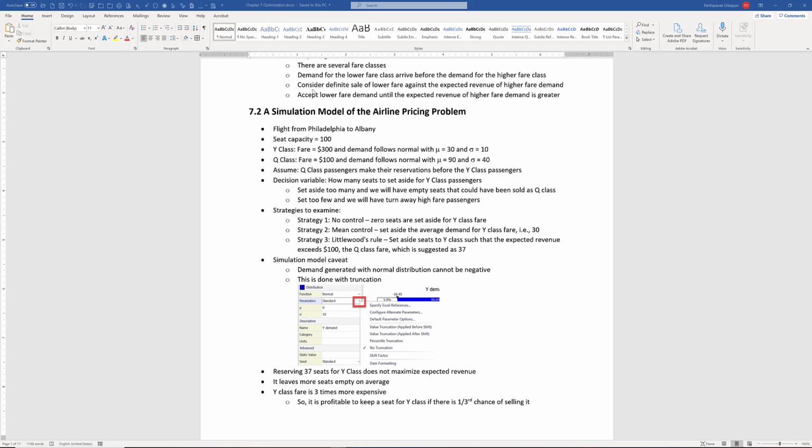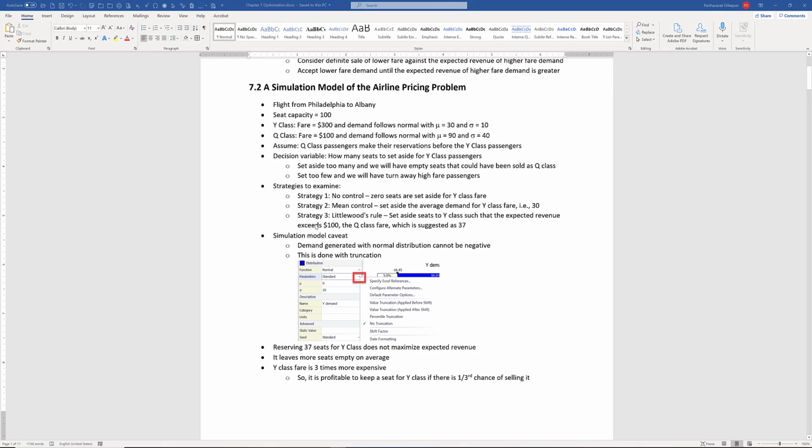And then the Littlewood controls, and we're going to make an assumption here. We're going to assume that the transition point, that is, where the expected revenue from possible future sales at $300 a seat exceeds the $100 of definite sales, falls at 37, which comes from a paper written with this analysis. It turns out that it is really not 37, as we will see later in our simulations, but we will just go with the suggested number of seats to hold back, which is 37. So these are the three strategies we're going to set up in @RISK.